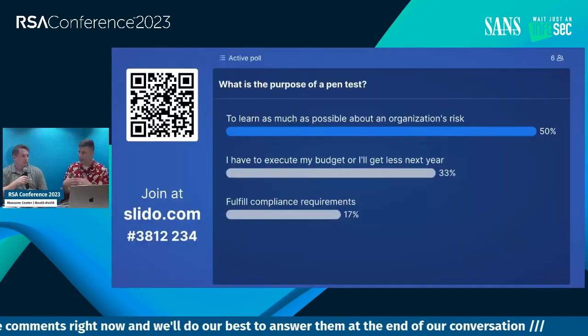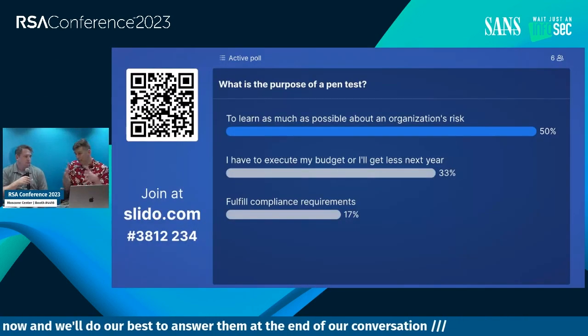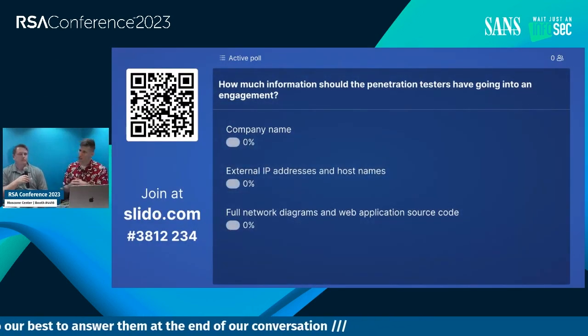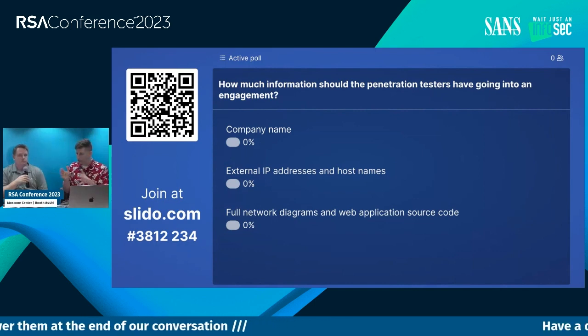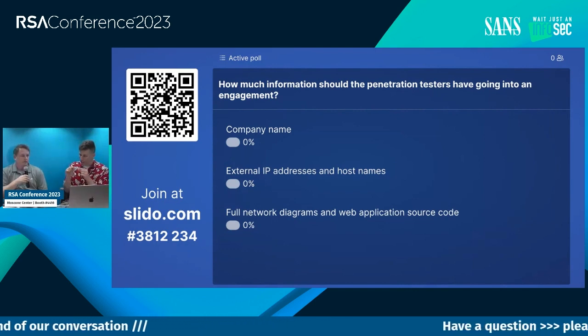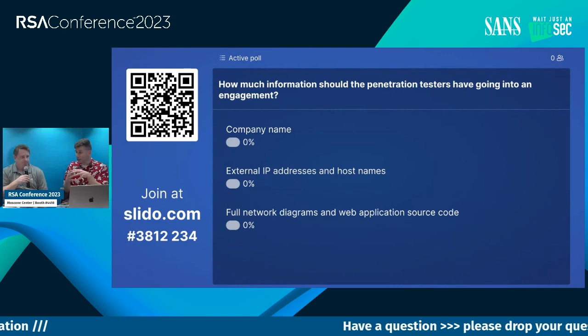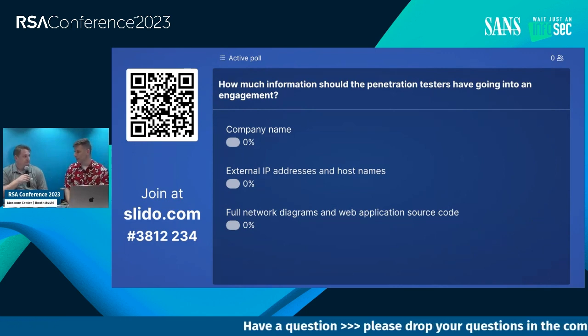So as we keep going, as we start talking about how to set up a pen test, we have another poll here about exactly how much should be shared. Because as a pen tester, when we're scoping and doing the rules of engagement, we see the gamut. We see the organization who says, I'm going to give you as little as possible, and then we see the organization who says, here's everything, please find what's there.